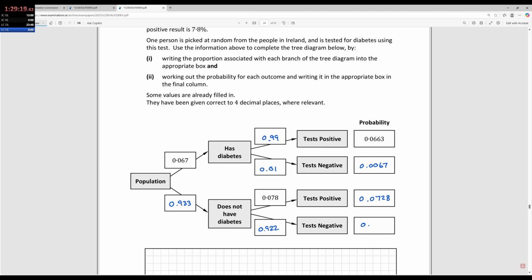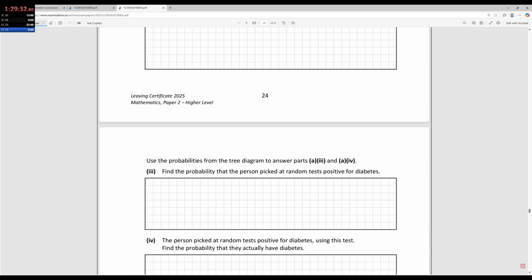And then this would be 0.8602, and we can add all of those just to make sure that we're not messing up. Yeah, there's about 1. Now, because of rounding, it's slightly off 1, but it's close enough.